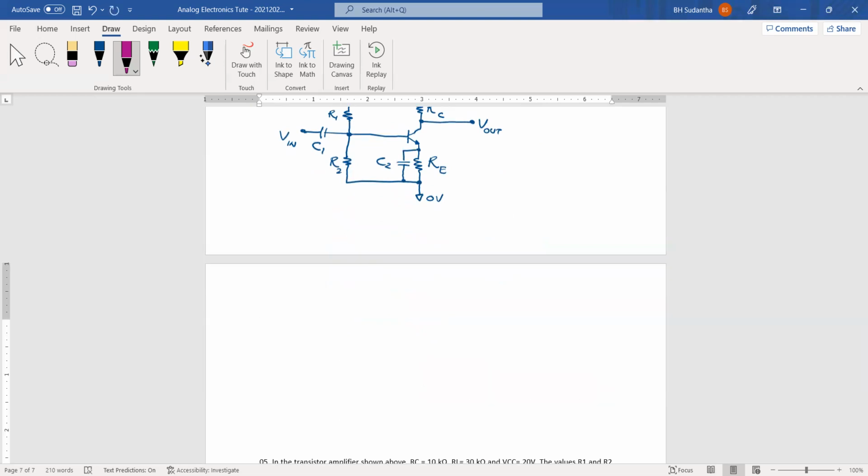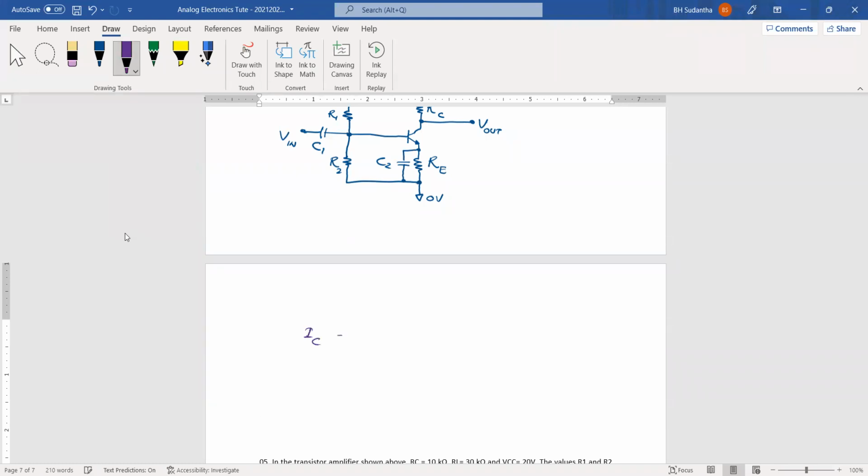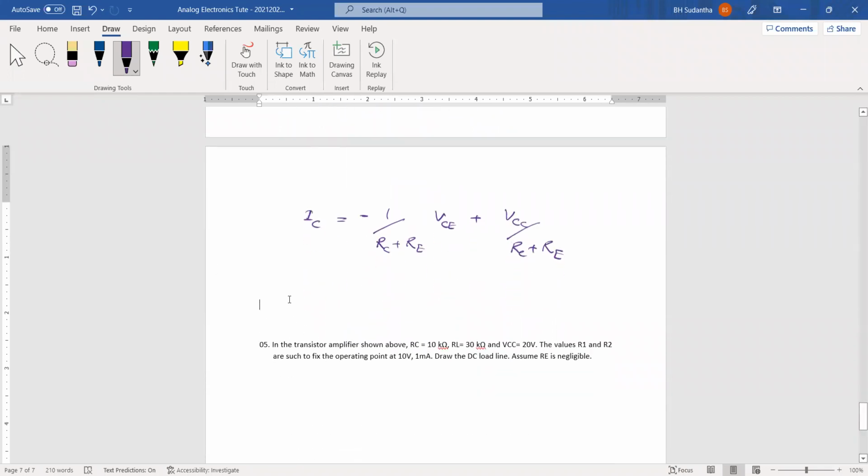All the time you have to remember this one, otherwise you have to derive it in the examination. The best thing is, if it is possible, to remember this equation, that is easy, okay? Then you know that IC equals VCC divided by RC plus RE, minus 1 over RC plus RE times VCE. This is the equation. Based on this equation, we can draw the load line.